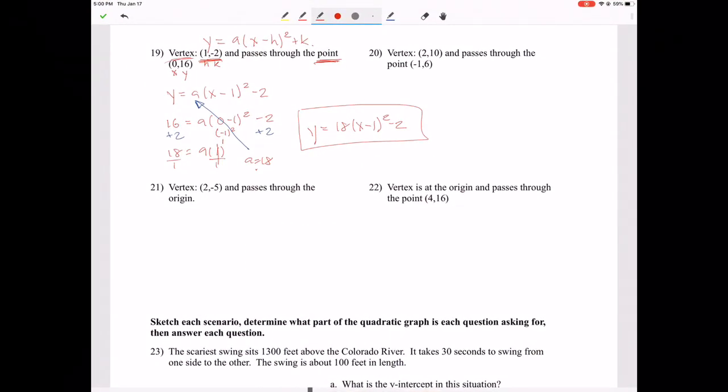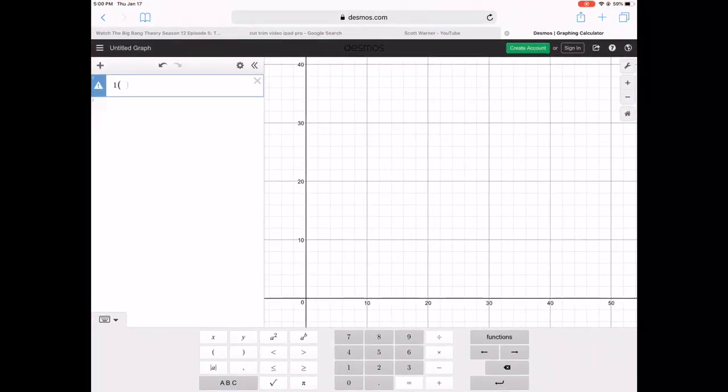The equation, the vertex: x minus 1 squared minus 2. This is Desmos. It's really nice if you want to make graphs and print them. So if you say a equals 1, we don't know what it is because that's what we're going to solve for, and we end up finding that it's 18.